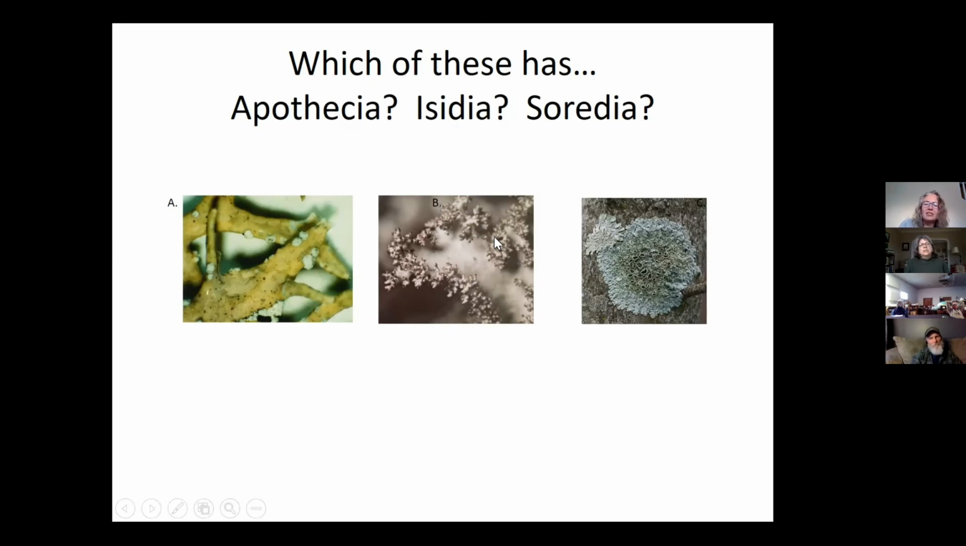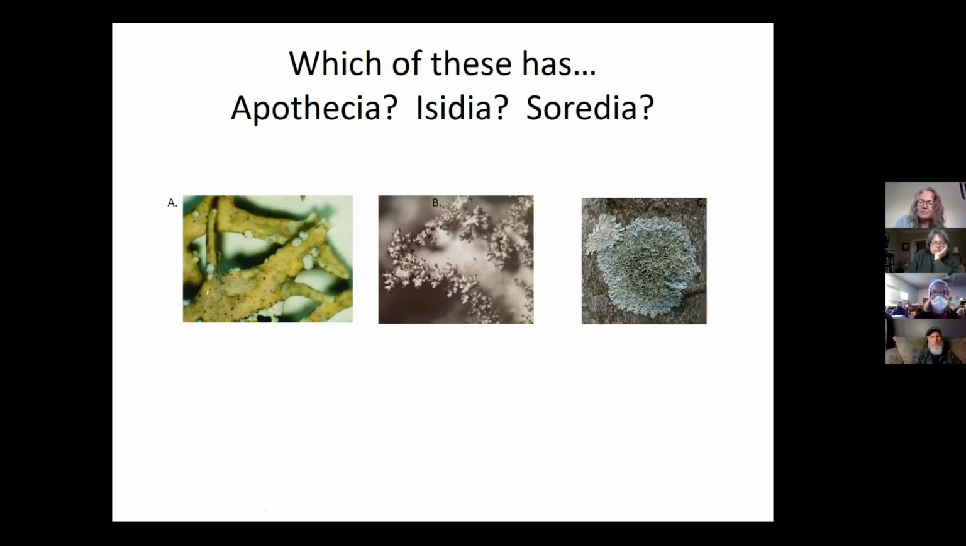And then over here we have isidia. Isidia, it's the same idea. It's fungus and algae together. The only difference is that instead of just medulla hyphae, or the fungus and the algae together, this also has an extra layer of protection around it. So it's got fungal cortex protecting it. I like to think of this as like a really skinny part of the thallus that can just break off. So here we've got really tall isidia around the edge that can just break off.